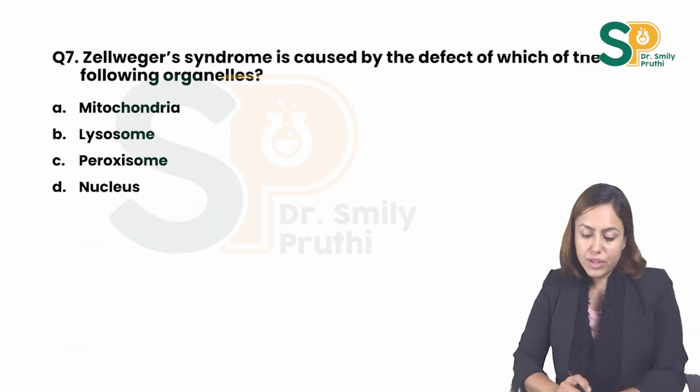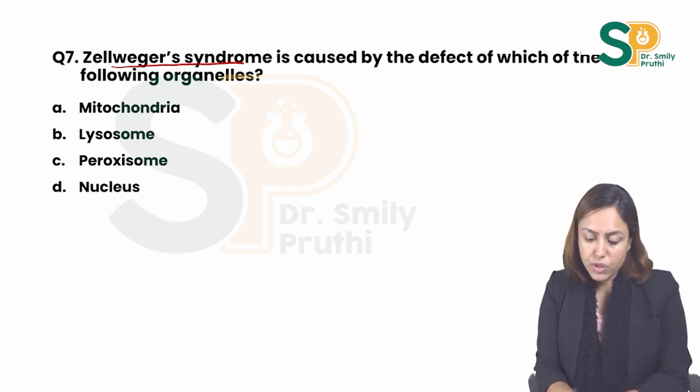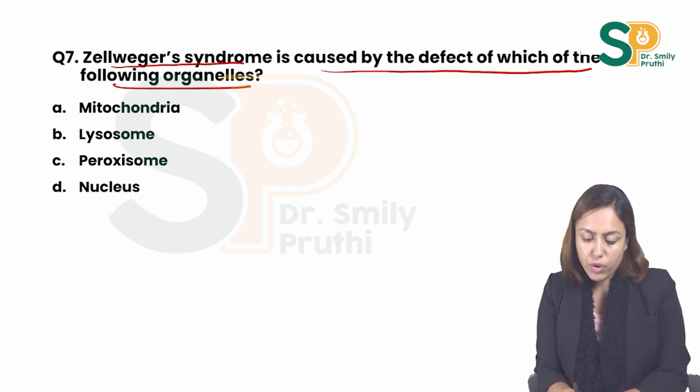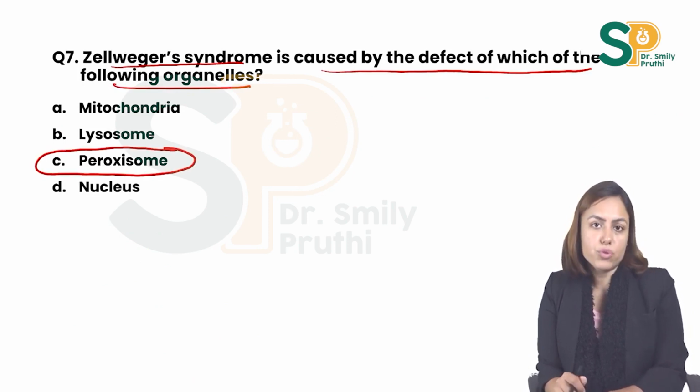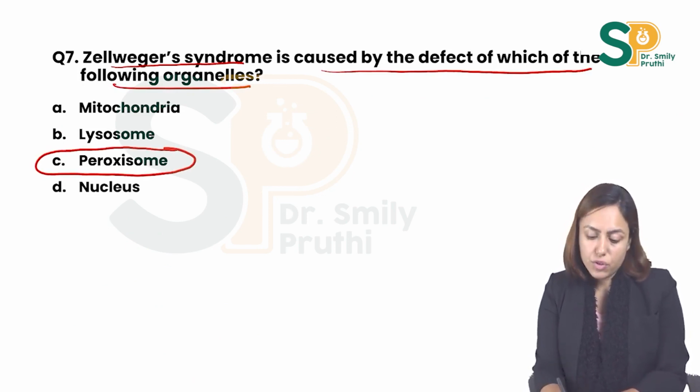So, next is Zellweger syndrome. I told you this Zellweger syndrome is also for peroxisomes. So, it is caused by defect of which of the following organelles? Answer is peroxisome. Now, what occurs in Zellweger syndrome? In Zellweger syndrome, there are empty peroxisomes.